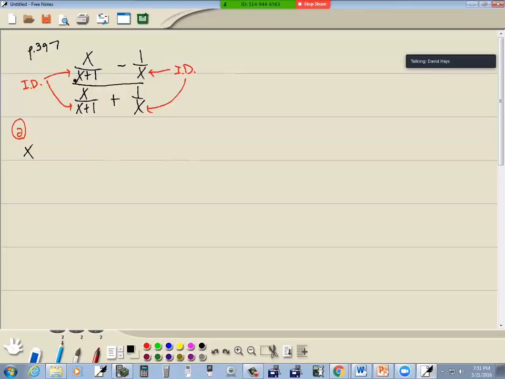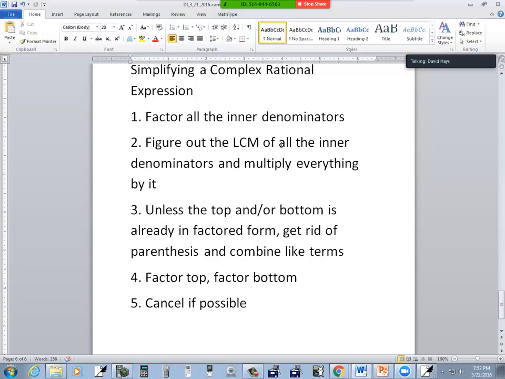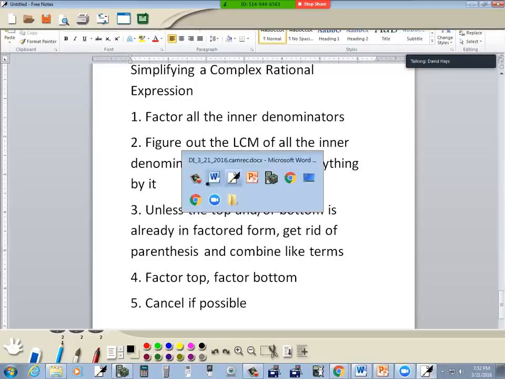Now I go to my next factor, the x plus 1. And I'm looking for the greatest number of x plus 1's in any single inner denominator. There's 1 here, none here, 1 here, none here. So the greatest number of x plus 1's in a single inner denominator is 1. And this is going to be our LCM. And I say multiply everything by it.